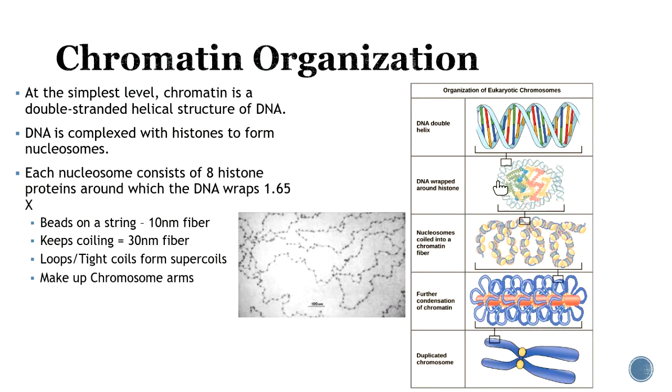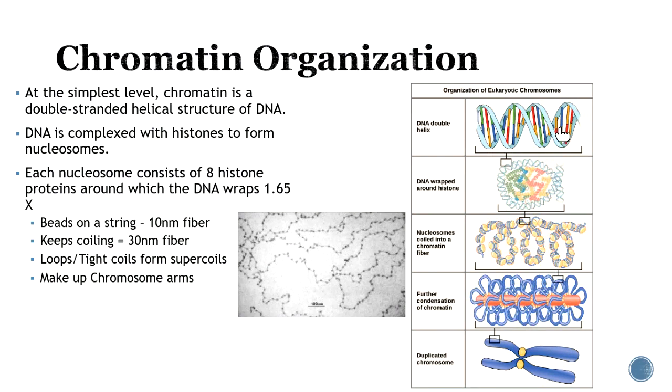So we saw this picture before, but we're going to go through it a little bit more. We're going to talk about how we organize our chromosomes. At the simplest level, we have the DNA. We talked about it: all those nucleotides joined together form that sugar phosphate backbone, the complementary bases pair with each other, and then it twists to form that helix.